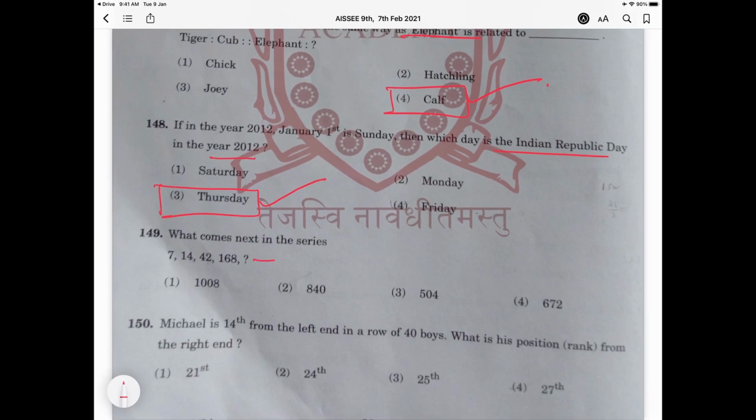What comes next in the series? You had to find the value in 149, and this is 840. Option number 2 would be correct in the series.